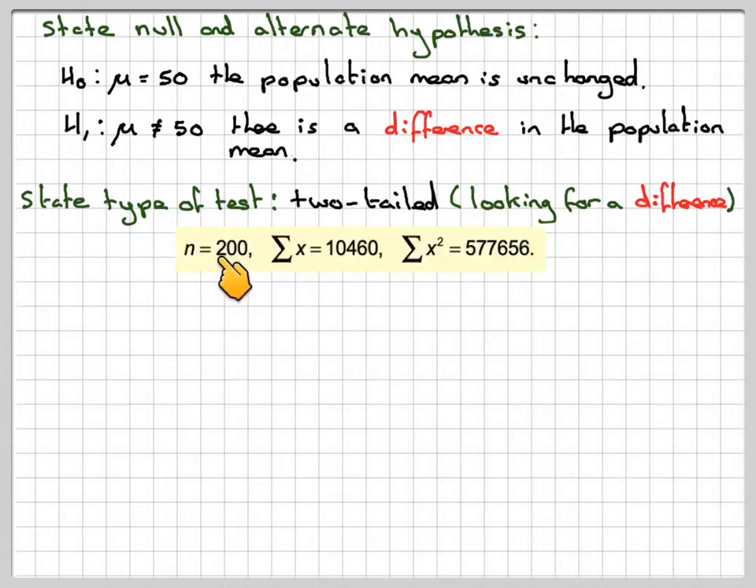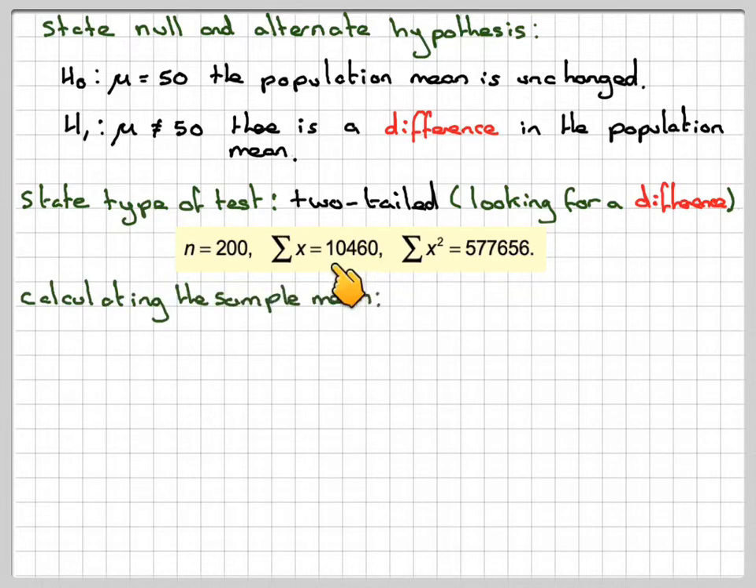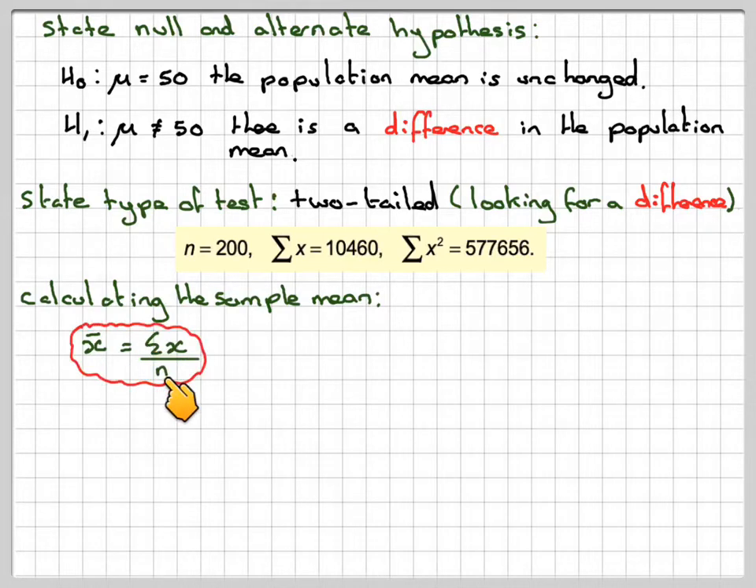These were the statistics given. N is 200, sum of X is 10,460, and the sum of the scores squared is 577,656. So if we calculate a sample mean from this data, the sample mean is x bar. X bar is the sum of x divided by n, which is going to be 10,460 divided by 200, which is going to give me 52.3.